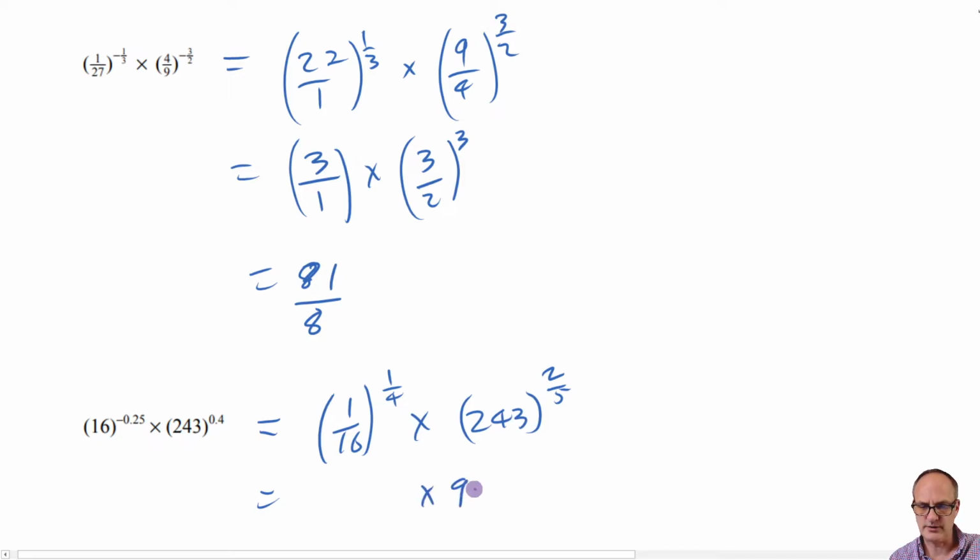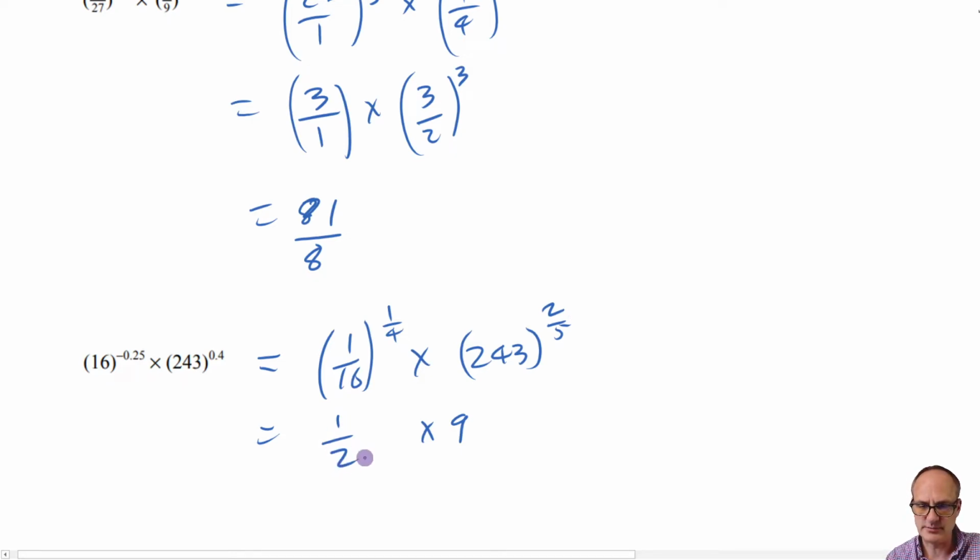So let's put the 9 there. And we're going to do this to the quarter. So 1 to the quarter is 1. 16 to the quarter is the fourth root. 2, 4, 8, 16. Sorry, just doubling. You can see that it's going to be 2. So half times 9, 9 over 2, or 4.5. Any of those will do.